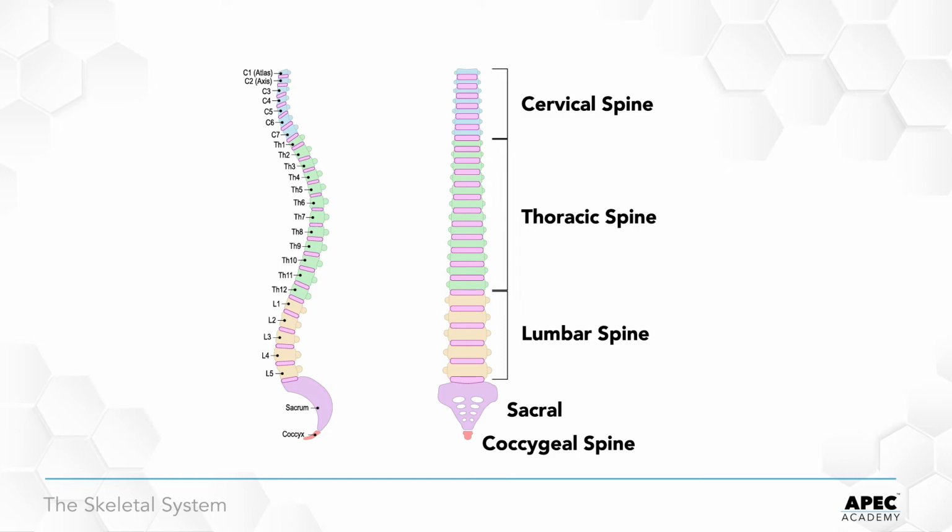These discs also allow the spine to perform different movements. The spine's main movements are flexion, extension, lateral flexion, and rotation. If needed, the spine can combine a number of these movement types to perform one single movement.